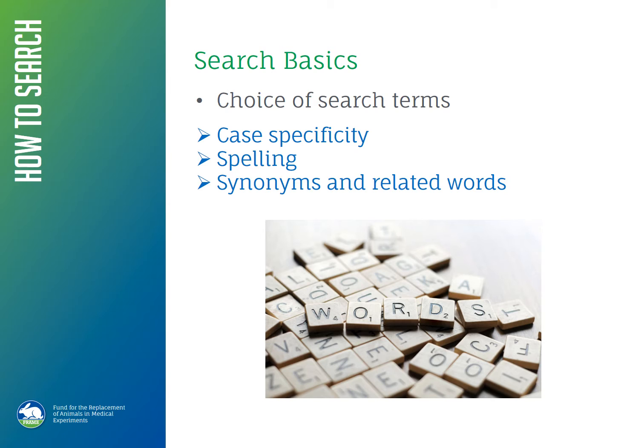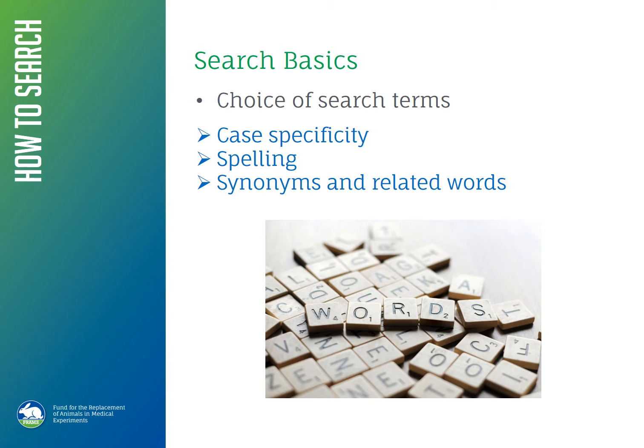It's also important to think about spelling. Correct spelling of search terms is vital because search software identifies exact matches. To maximize the chance of finding relevant documents, it is sometimes necessary to use both British and American spellings. For example, anaesthesia, spelt A-N-A-E-S-T-H-E-S-I-A, versus anesthesia, A-N-E-S-T-H-E-S-I-A.